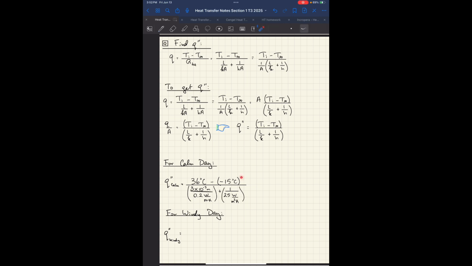Again, in this case, the Kelvin here and the Celsius on top don't really matter, because the Celsius on top is a temperature difference. So even if I had converted these to Kelvin, the temperature difference will still be the same. You're going to get the same answer. Temperature difference in Kelvin is the same as temperature difference in Celsius. Okay, so we crunch the numbers and we end up with flux on a calm day being 927.3 watts per meter squared.